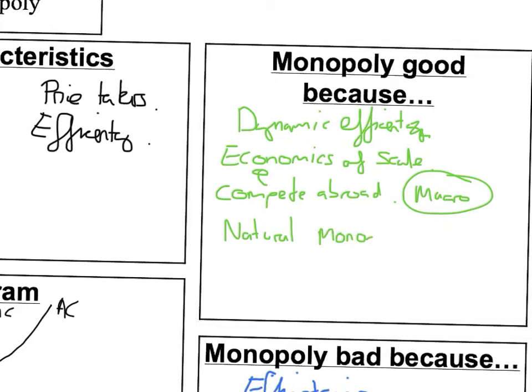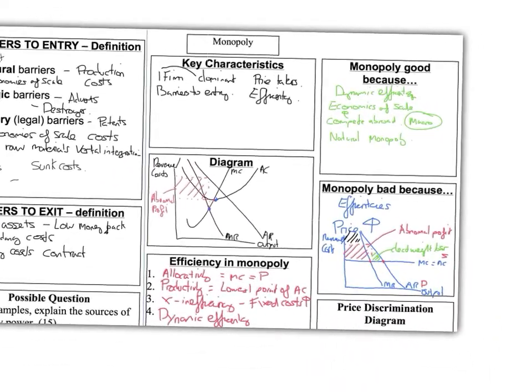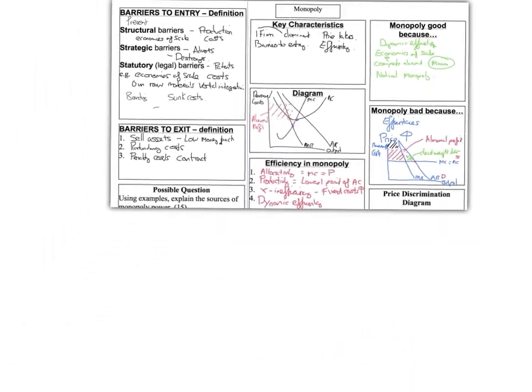So for example, it wouldn't really make sense to have two train lines next to each other. It would make more sense for there just to be one. Right. I'm going to make this small at the top, and then I'm just going to do the price discrimination diagrams quickly. Now, Sophie in the lesson was right in saying that you'd be worried about this taking too long in the exam, so I'm going to try and show you this as quick as I can.